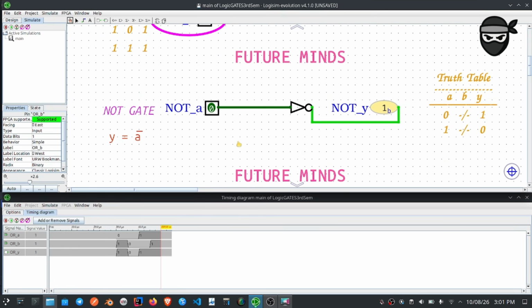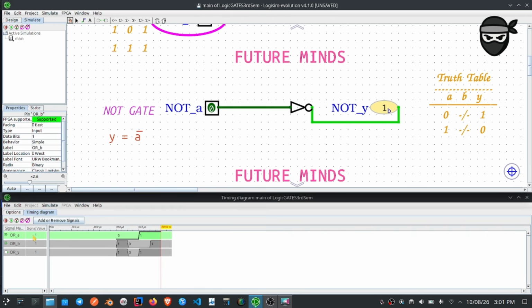Moving towards our next gate, which is the NOT gate. Here you can see the output will always be the opposite of the input. The notation is the complement of our input, and the truth table is when pin A is 0, the output pin Y will give 1 and vice versa.